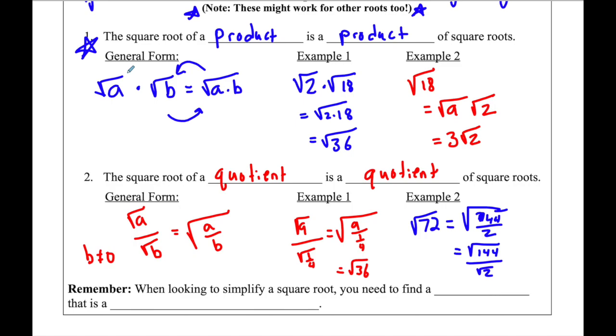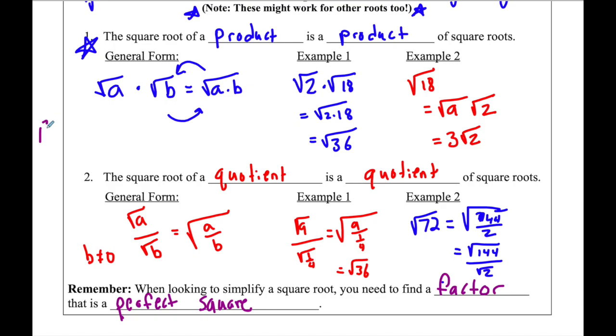My little disclaimer here is that remember, when looking to simplify a square root, you need to find, and this is really, really important, a factor that is a perfect square. And now we've talked a little bit about what perfect squares are in terms of trinomials, right?